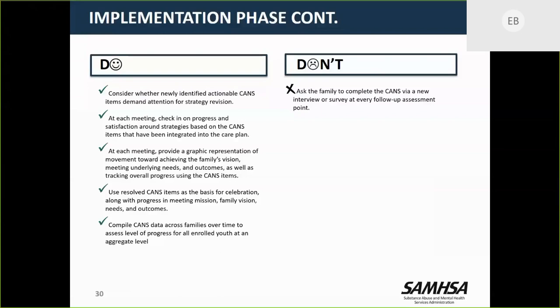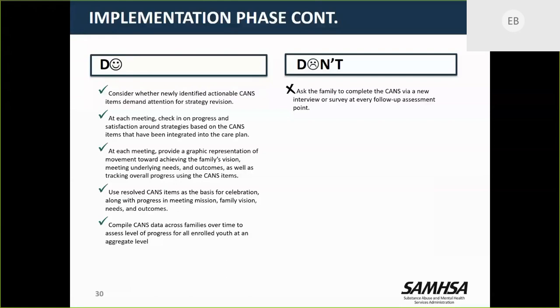But then you've got these CANS data, and those CANS data can be useful as well, but they're probably not going to be as available as frequently as you would want with just 1 or 2 items you're asking everyone on the team or the family, if that's the way you go, such as when you're assessing progress towards needs, towards underlying needs. So you can use both, but certainly make sure you're using something to track progress. And as John said, use resolved CANS items as the basis for celebration.